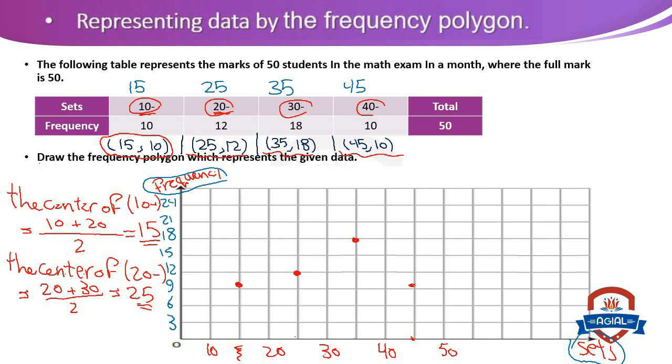So this point. And the last step is to draw the line segments that join between all these points. So we have to join these points using our ruler to form the frequency polygon of these data.